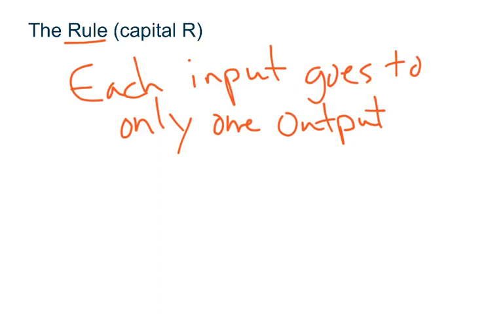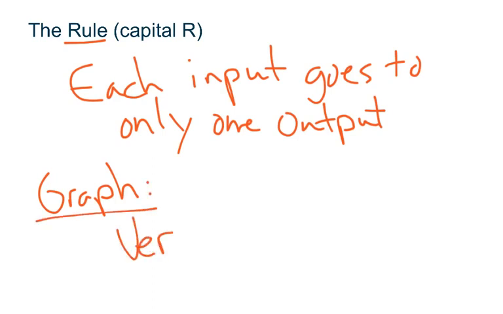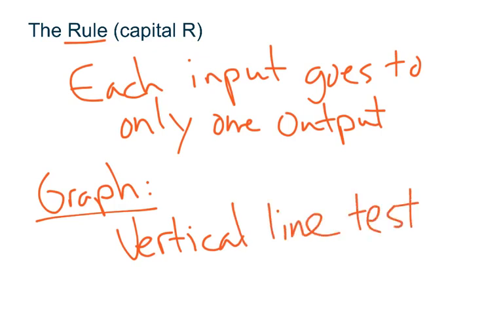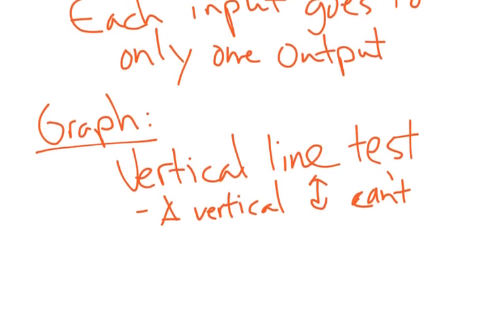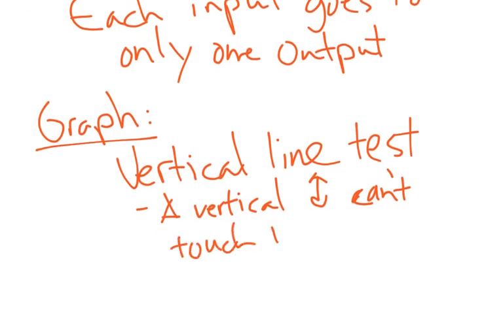But another reason why I want to bring this up is because when we talk about this graphically, there's a simpler way to do this. On a graph, it boils down to the vertical line test, which is that a vertical line can't touch the graph twice. If it touches the graph twice, you no longer have a function and you have a relation.